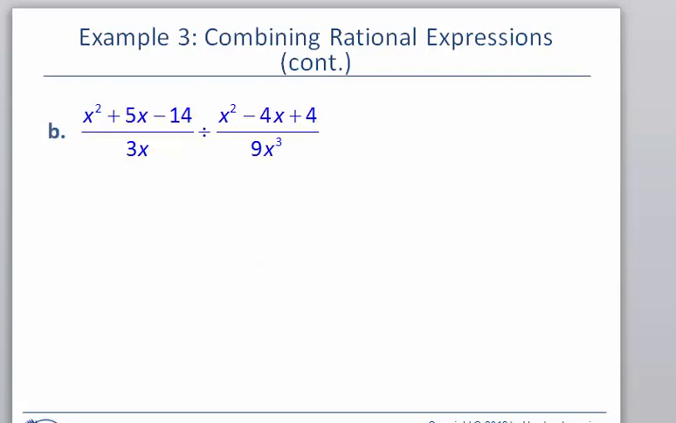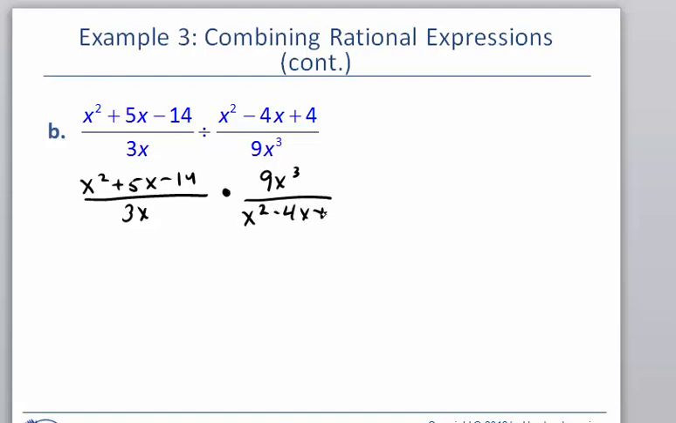We have x squared plus 5x minus 14 over 3x divided by x squared minus 4x plus 4 over 9x cubed. Now remember that when we're dealing with fractions, we cannot divide fractions. So instead, our rule is to write the first fraction down as it is. So x squared plus 5x minus 14 over 3x, and multiply by the reciprocal of the second fraction. So we're multiplying by 9x cubed divided by x squared minus 4x plus 4. So now that we have it set up, we want to go ahead and factor both of the quadratics. So let's do that.